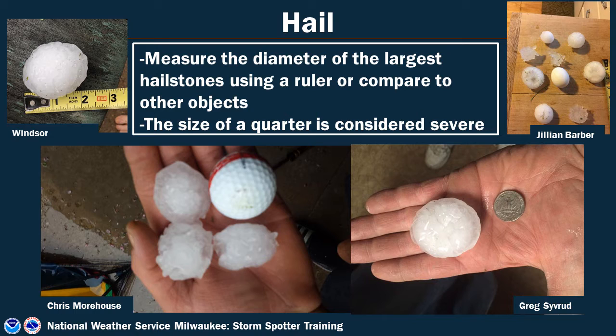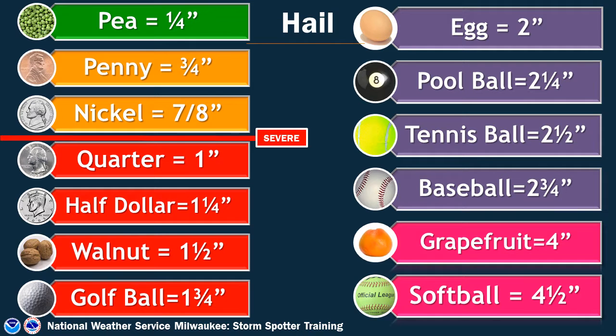Hail is the easiest type of severe weather to report. All you have to do is measure the diameter of the largest hailstone using a ruler or just compare it to other objects. The size of a quarter, which is 1 inch, is considered severe. Here's an example of the types of objects you can compare hailstones to, and as we get to quarter-sized hail, or 1 inch, that's the point at which we are concerned with severe hail.